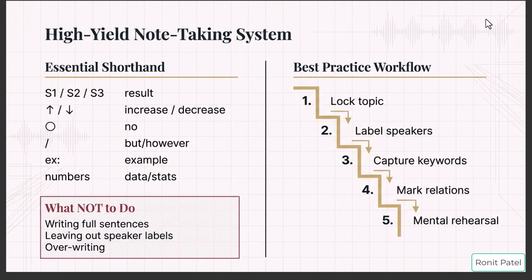Now, what not to do? The slide clearly warns against writing full sentences, leaving out speaker labels, and overwriting. These are silent score killers.